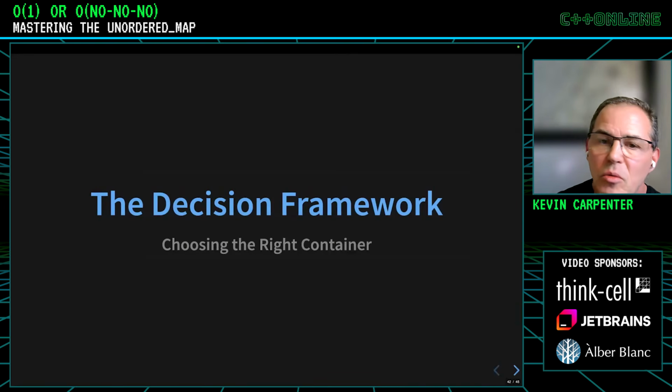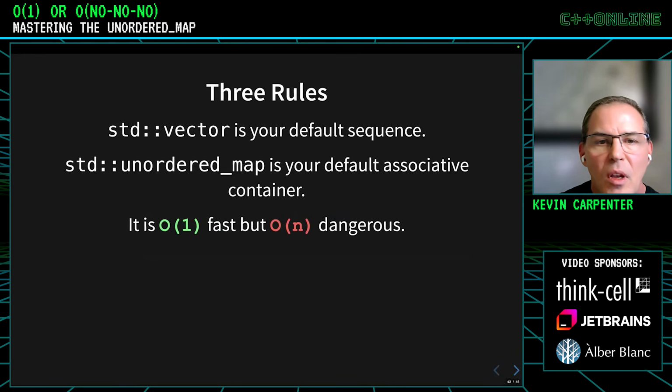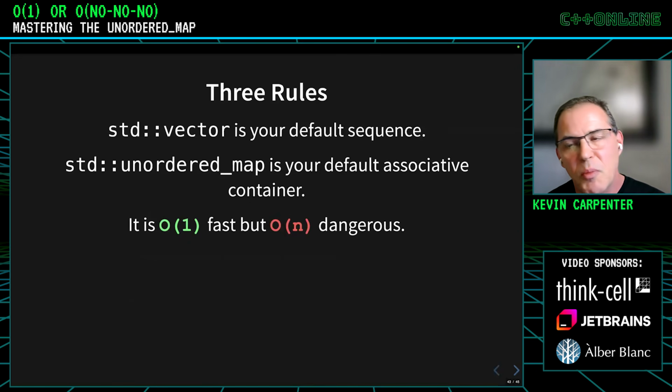All right, so our decision framework: how to choose the right container. std vector is your default sequence. If you're writing something and you just need space, go to std vector. You're set to go. If you're doing a key value, go to std unordered map as your default associative. It is, as the line says, O(1) fast, but O(n) dangerous. But we covered what those dangers are, right?